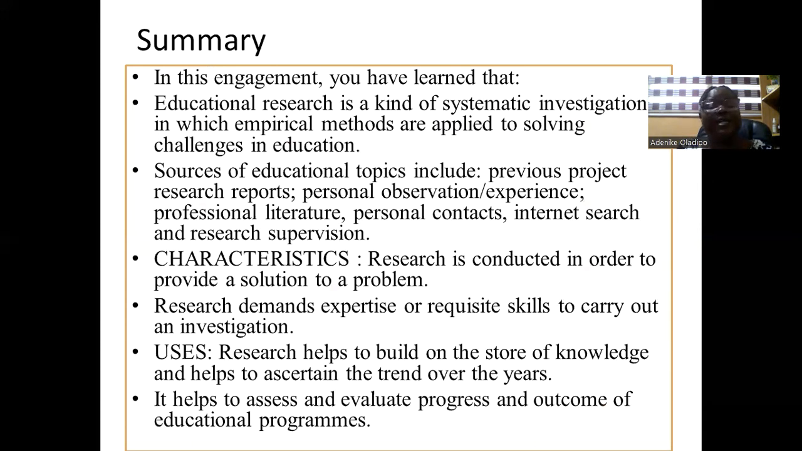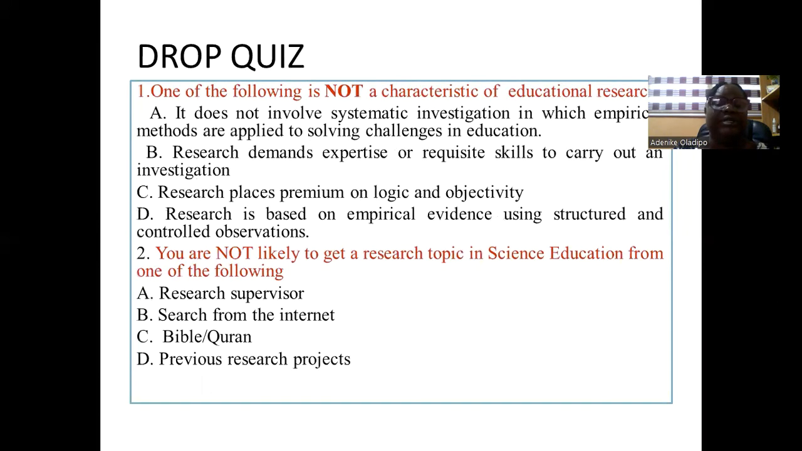By way of summary, in this engagement, you've learned that educational research is a kind of systematic investigation in which empirical methods are applied to solving challenges in education. You've also learned about sources of educational research topics. You've learned about characteristics and uses of research, which include to build on the store of knowledge and to ascertain the trends over the years. These are the key points that we have discussed during this engagement.